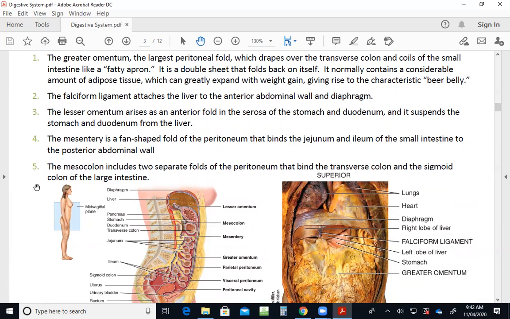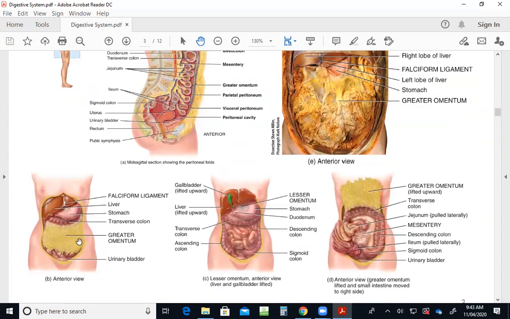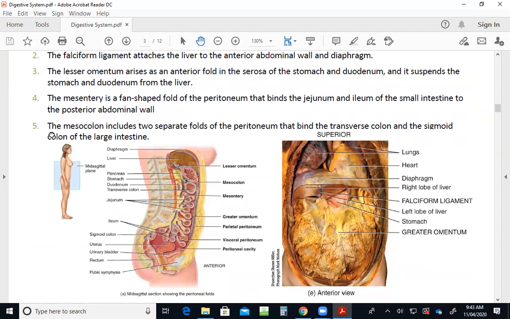It's a double sheet of membrane that folds back on itself. And as I said, it's fatty because it's got a lot of adipose tissue in it. This is what can greatly expand with weight gain, giving rise to that characteristic beer belly, as people like to describe it. It's shown down here in yellow. You lift it up, then you can see the organs underneath. Here in our cadaver picture, we can't see the intestines because it's covering them all up.